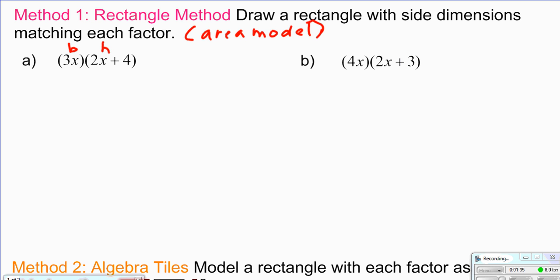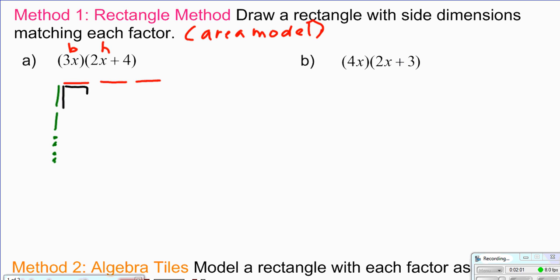So if we say a base of 3x, so 1, 2, 3x, and you can sketch it or you can build it, whatever you like more. And then the other length has to be 2x plus 4, so 1, 2, 3, 4. Okay, now we're going to multiply each piece and see what kind of tile fits it.